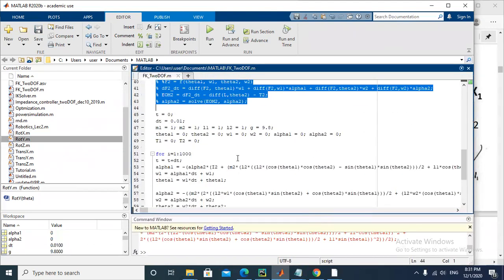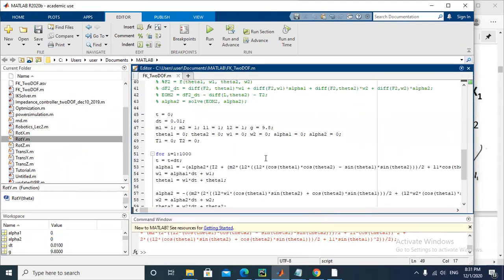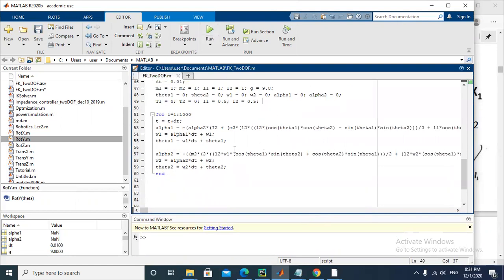Okay, we're missing our I's, right? So we have to put our I. I1 is equal to, let's put some values, I2 is equal to 0.5. So let's do that. Okay, we're good. So it ran pretty quickly.